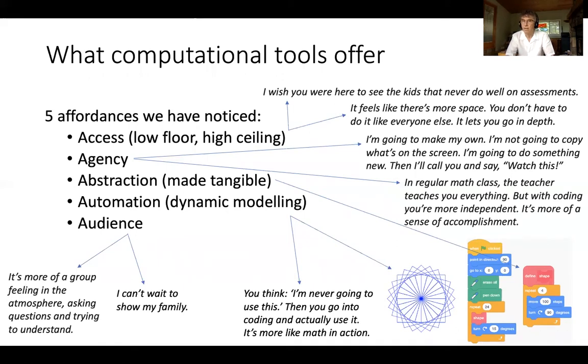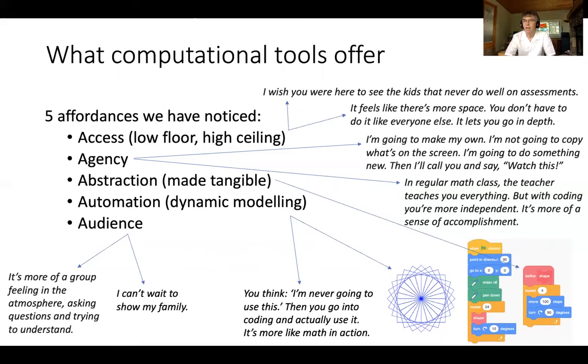So access: low floor, high ceiling. Teachers notice that, look at this student and look at that student. And we ask, what is it that we're looking at? And what they're saying is they're doing things that they don't usually do. They're performing at a very different level. They're interested. They're talking about mathematics.